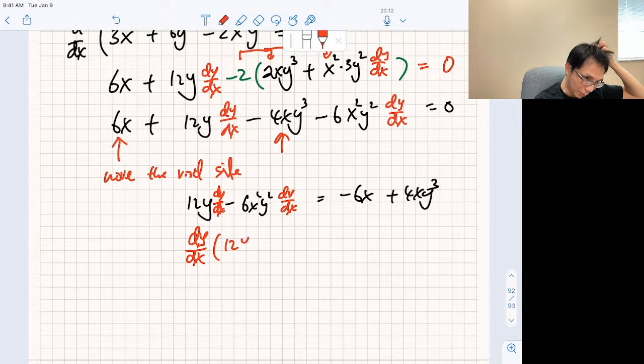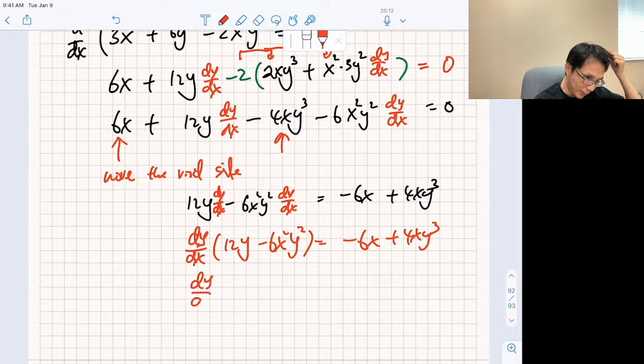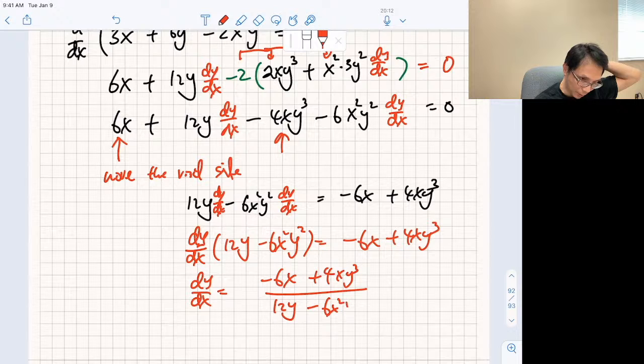So therefore, I've got 12y minus 6x squared y squared times dy/dx is equal to negative 6x plus 4x y to the 3rd. Then dy/dx is equal to negative 6x plus 4x y to the 3rd over 12y minus 6x squared y squared.